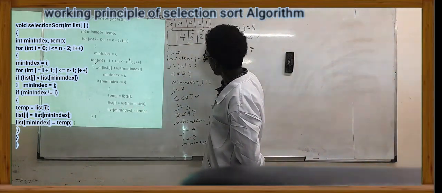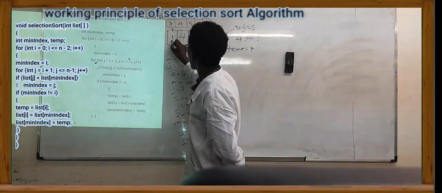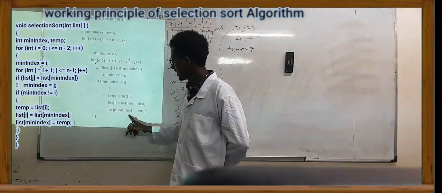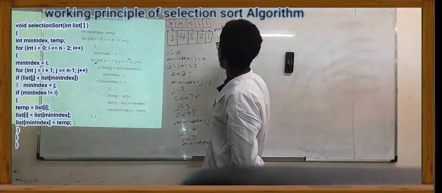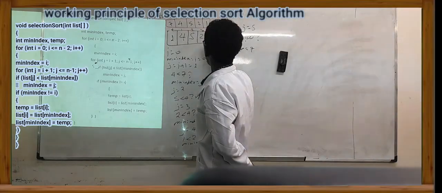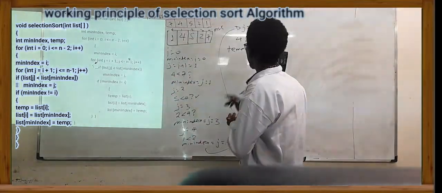Min index is the smallest item. That means 1 we put in list of 0. List of 0 becomes 1. And list of min index means list of 4. In the place of list of 4, we put the value of temp. The value of temp is 7. Then we change this to 7. This is the new array, the first round array. Okay, good.